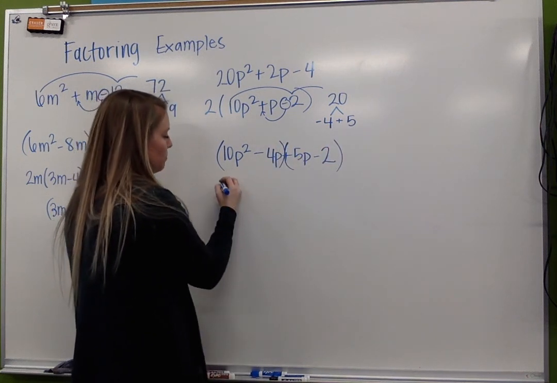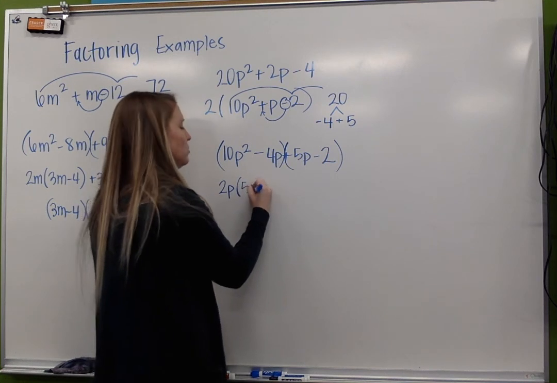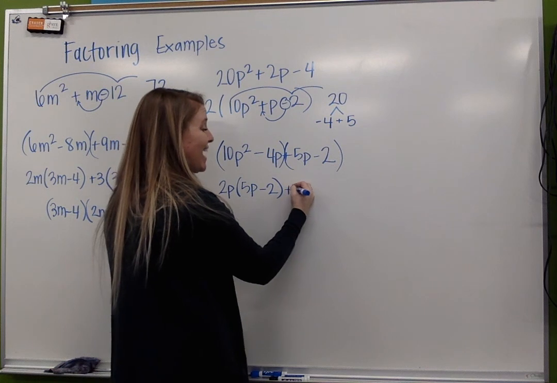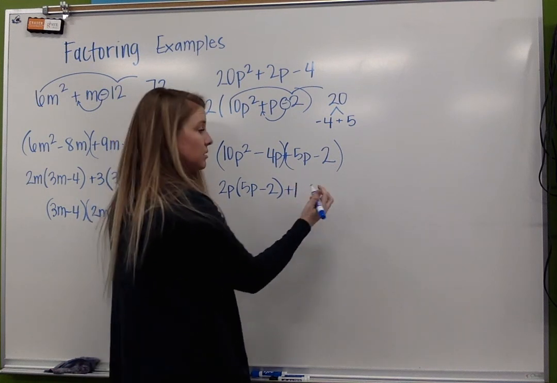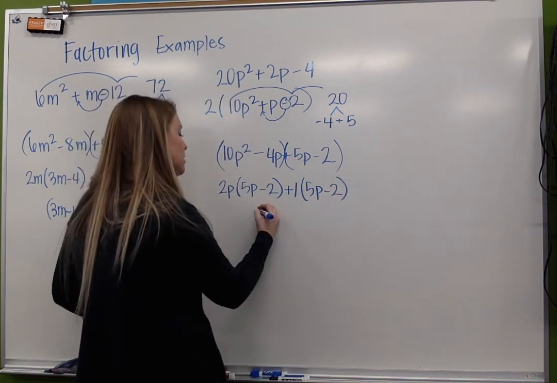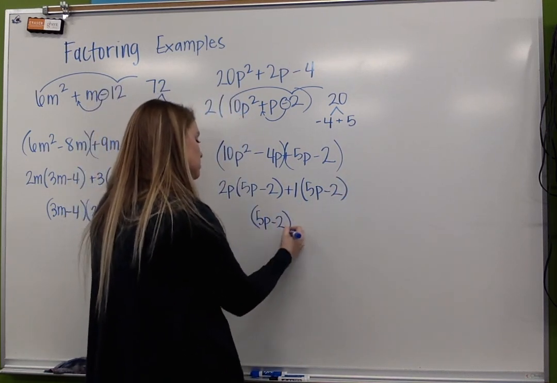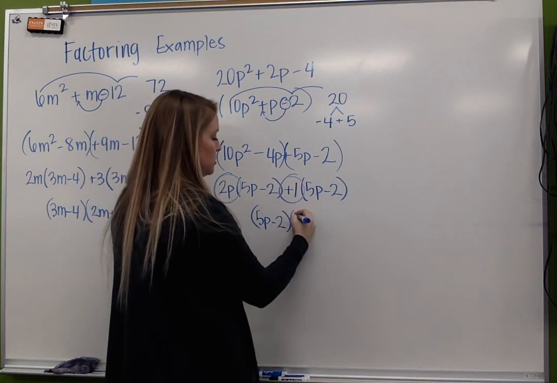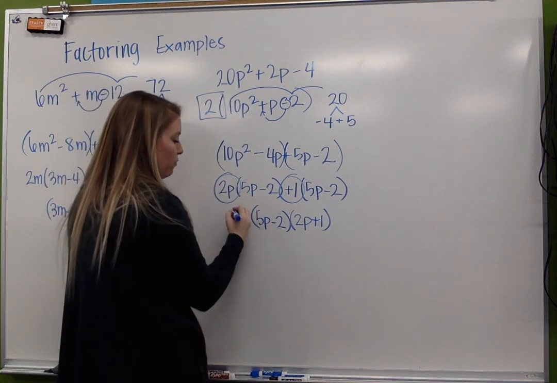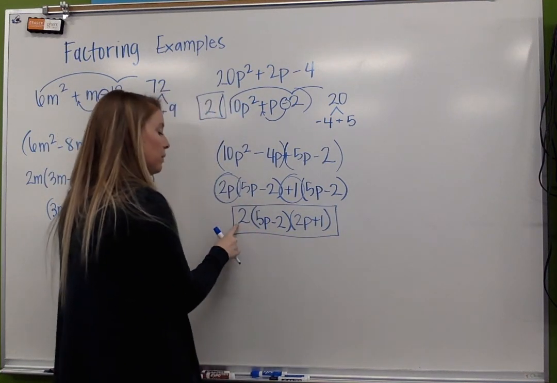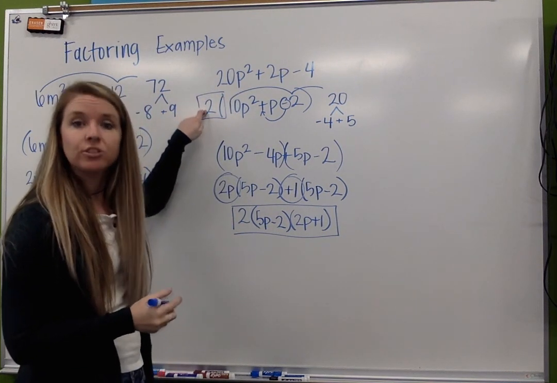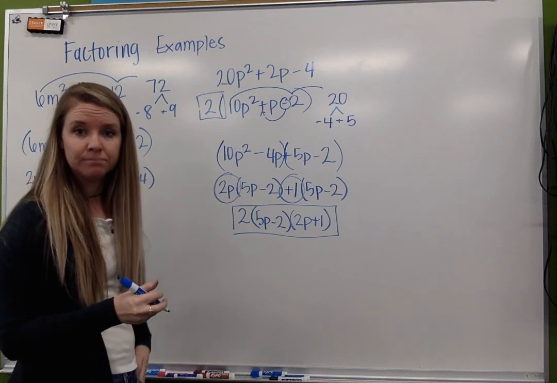10p squared minus 4p, they have a 2p in common, which leaves me with 5p minus 2. 5p minus 2, they don't have anything other than 1 in common, which leaves me with 5p minus 2. So together, we have a 5p minus 2, and I'm left with my 2p plus 1, and I have that 2 out front. Remember, we want to factor the original polynomial, so to get back to the original, I'm going to need that factor of 2. So we want to include that in our solution.